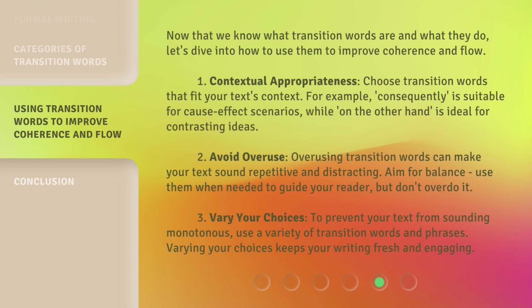2. Avoid overuse. Overusing transition words can make your text sound repetitive and distracting. Aim for balance. Use them when needed to guide your reader, but don't overdo it. 3. Vary your choices. To prevent your text from sounding monotonous, use a variety of transition words and phrases. Varying your choices keeps your writing fresh and engaging.